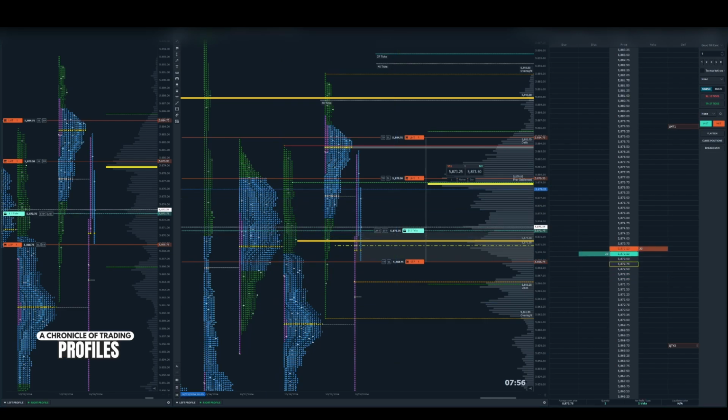That's a session VWAP, not the RTH VWAP. I wouldn't want to see any more extension to the downside. I was a little bit leery of this. I only put 2 in there. I should have put 2 more in when we pulled back to that VWAP right in here somewhere.